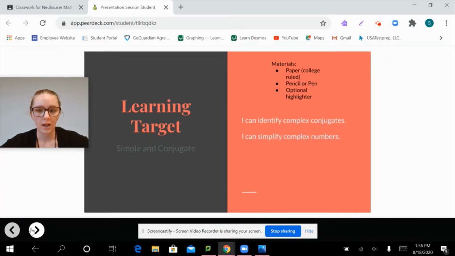Then we're going to go into our learning targets for today. Today we are identifying complex conjugates, and we can simplify complex numbers. You may have done this at the end of Math 3, so this is kind of a review, but we have to review these things before we can do our adding, subtracting, and multiplying complex numbers. You will need a piece of paper today, maybe 2 pieces of paper, depending on how much you write when you are doing work. Pencil or pen, I'm fine with either, just as long as your work is neat, and an optional highlighter.